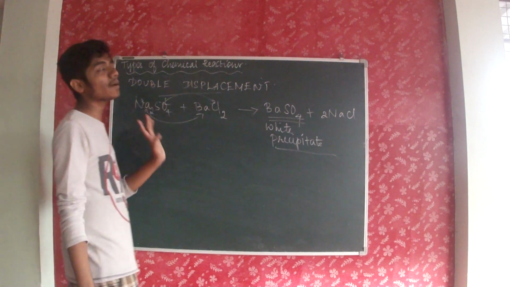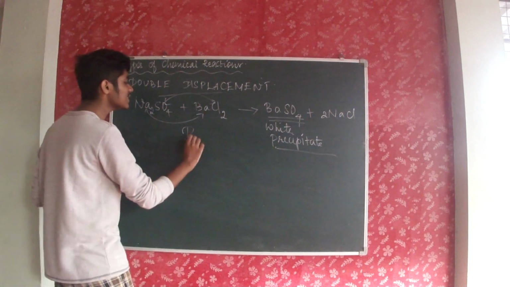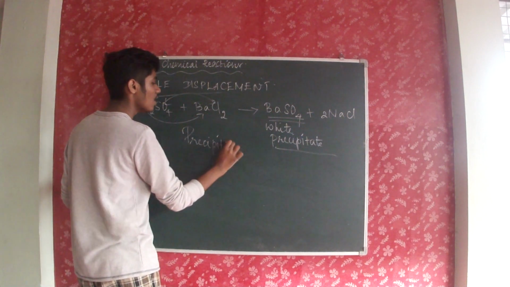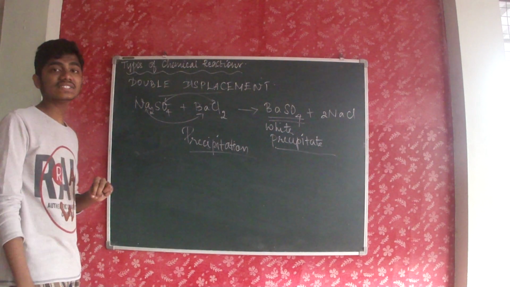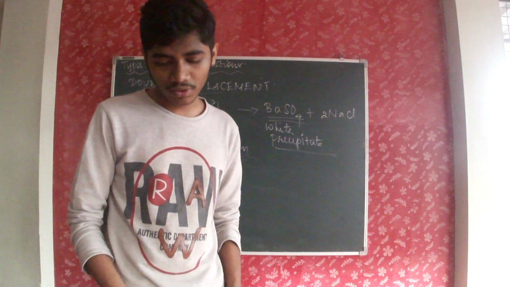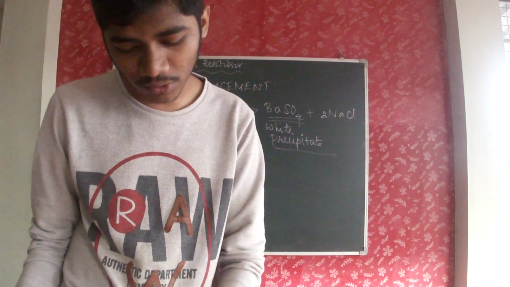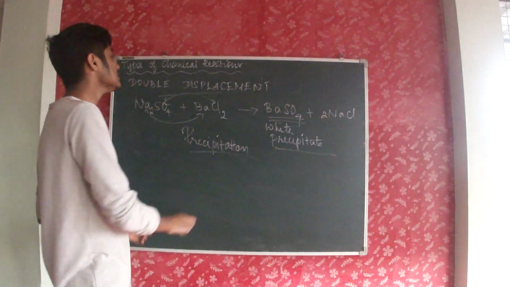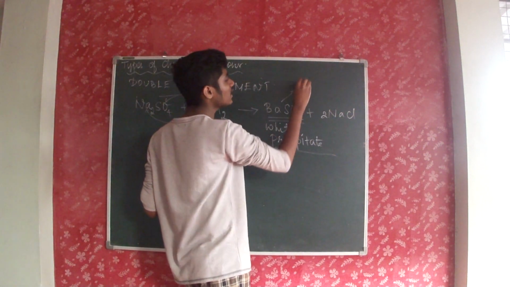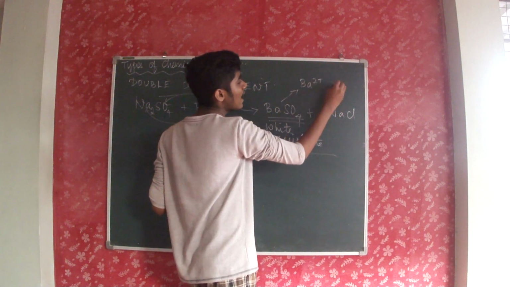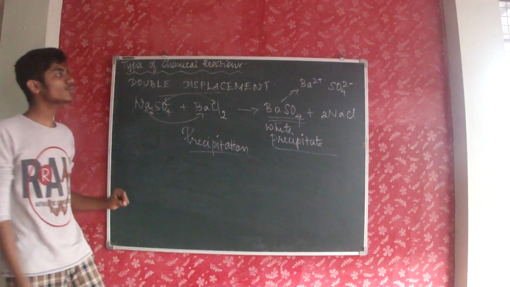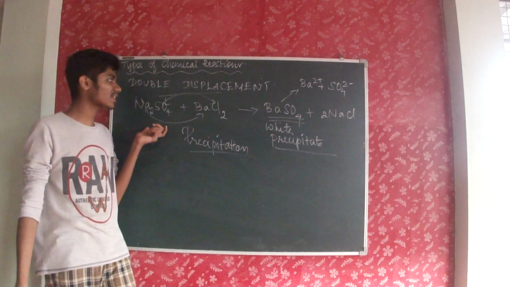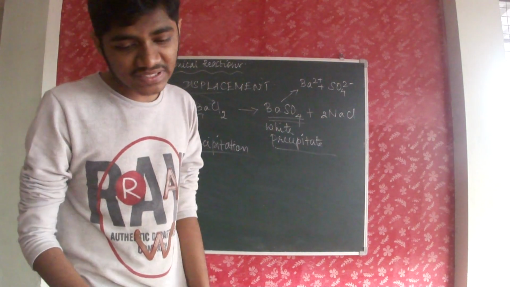So this is called a double displacement reaction, and it's also known as precipitation reaction, only because a precipitate is formed here. Any reaction which gives out a precipitate is known as precipitation reaction. Actually the BaSO4 is formed due to the reaction between the ions Ba2+ and SO4 2-, from the reactant part. So this is how the precipitate is formed.